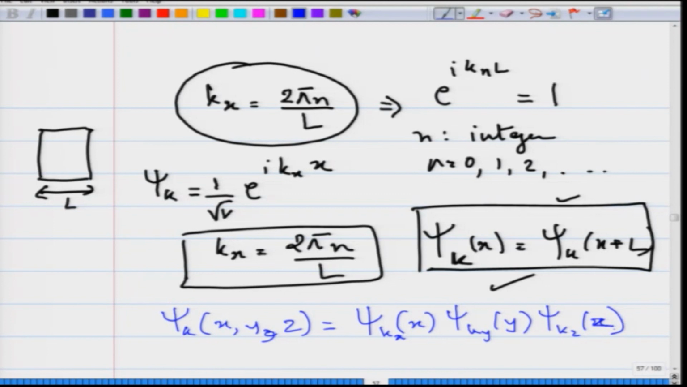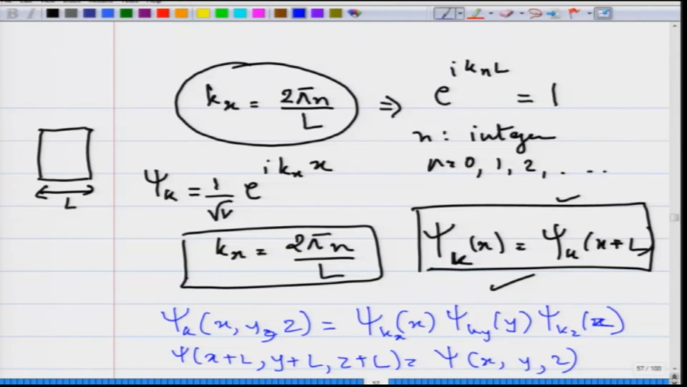So, these are the momenta in the x, y and z direction. Okay, so we write the net wave function as a product of these wave functions, and then you can show that you can write down the periodic boundary condition as psi(x + L, y + L, z + L) = psi(x, y, z).